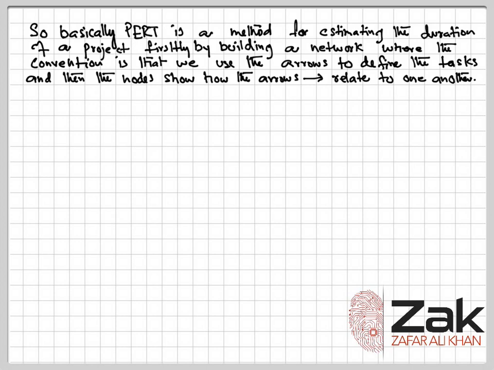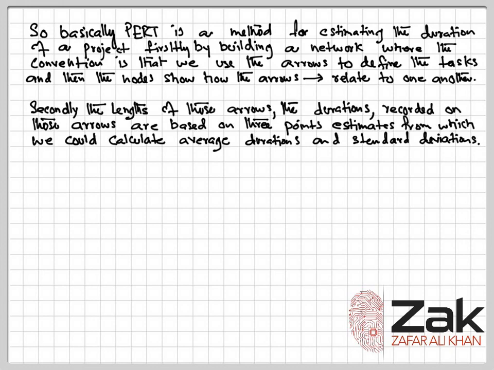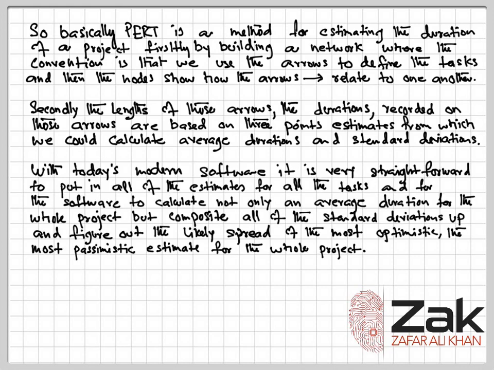So basically, PERT is a method for estimating the duration of a project, firstly by building a network where the convention is that we use the arrows to define the tasks, and then the nodes show how the arrows relate to one another. Secondly, the duration recorded on those arrows is based on three-point estimates, from which we can calculate average duration and standard deviation.